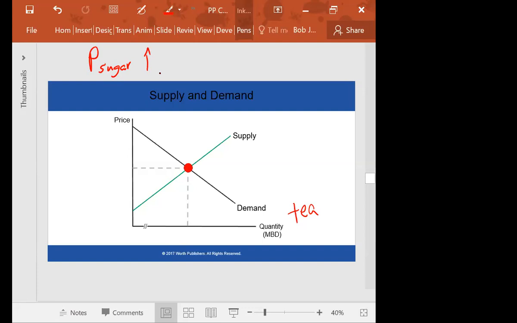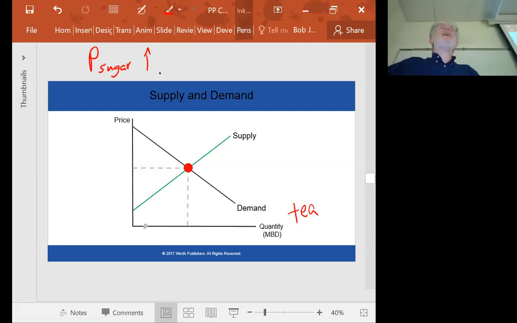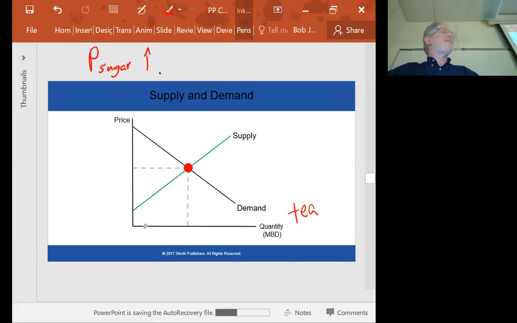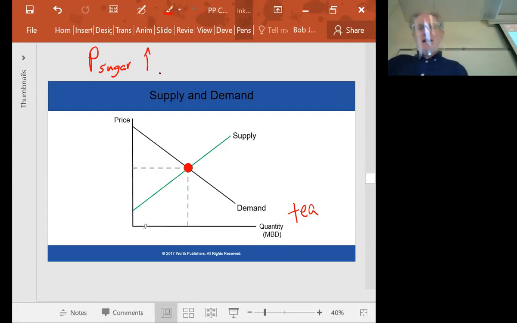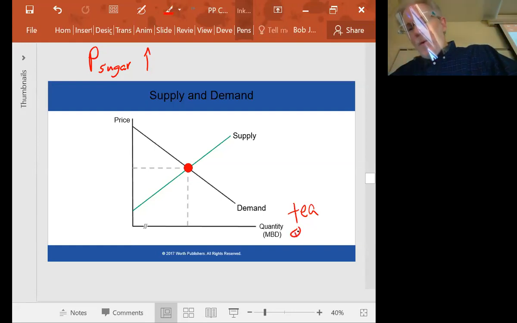Read the question. Well, read the question, but then, after you read the question, you draw the graph. Okay? And be careful to note what is on each axis. That's one of the common ways people get confused. We're looking at two different products, tea and sugar. So you've got to remember, which market are we looking at here? Okay? This is the market for tea. So this is the quantity of tea. This is the price of tea.